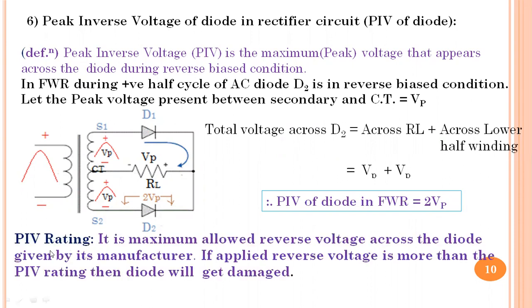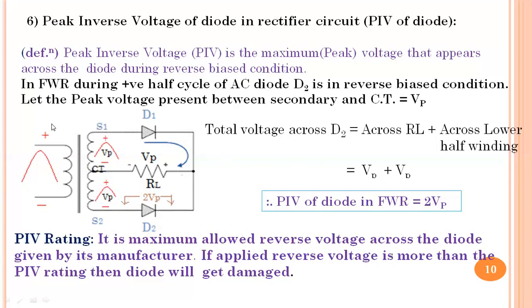Now, likewise, what we explained in the half wave rectifier, let us try to understand here. PIV rating. The meaning of PIV rating: the rating means the maximum value given by the manufacturer of the diode. That should be at least or more than this 2Vp. Because in any case, the voltage across a diode in a circuit under reverse bias condition should not exceed the limit given by the manufacturer as the PIV. So it is the maximum allowed reverse voltage across the diode given by its manufacturer. If we apply reverse voltage more than this, the diode will get damaged.